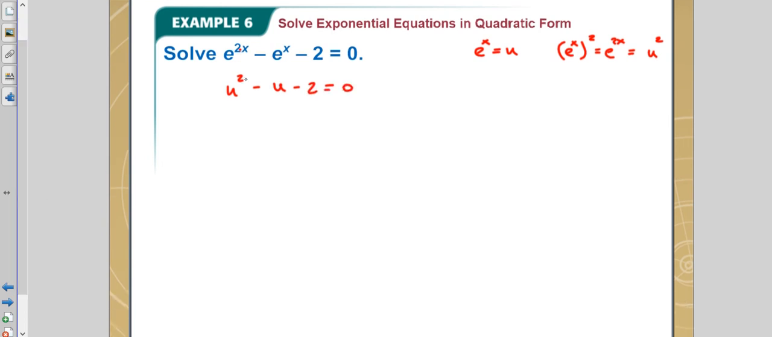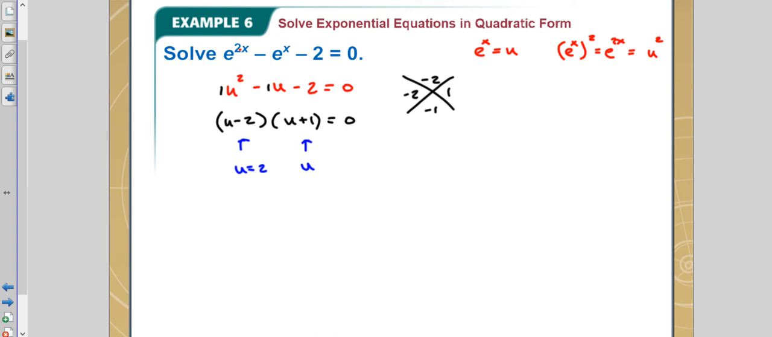From here, I have a normal trinomial. And so we will x factor this. We'll say the factors of 1 times negative 2 are negative 2, and this b is negative 1. What are the factors of negative 2 that add up to negative 1? Well, it must be negative 2 and positive 1. So since I take my a term and I cut the power in half, it becomes u minus 2 times u plus 1 equals 0, which means here that u equals 2, and here that u equals negative 1.